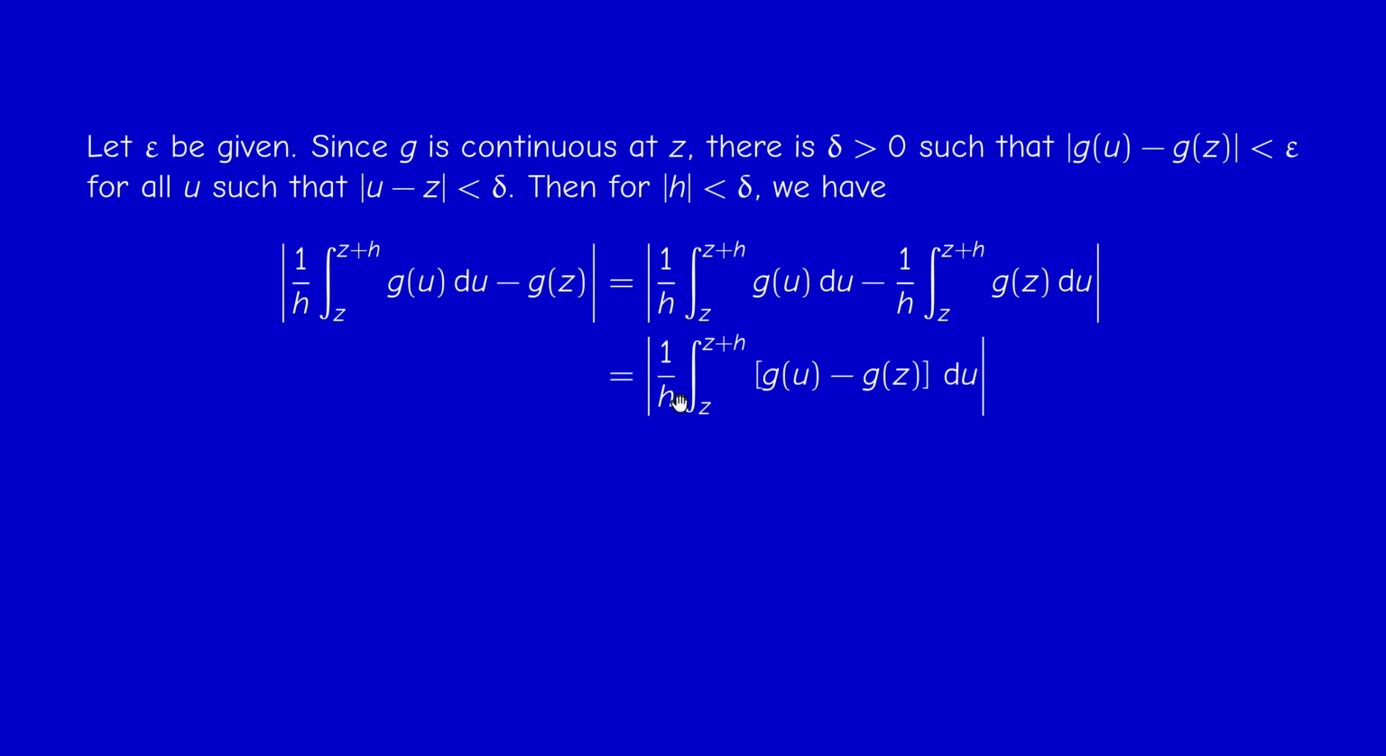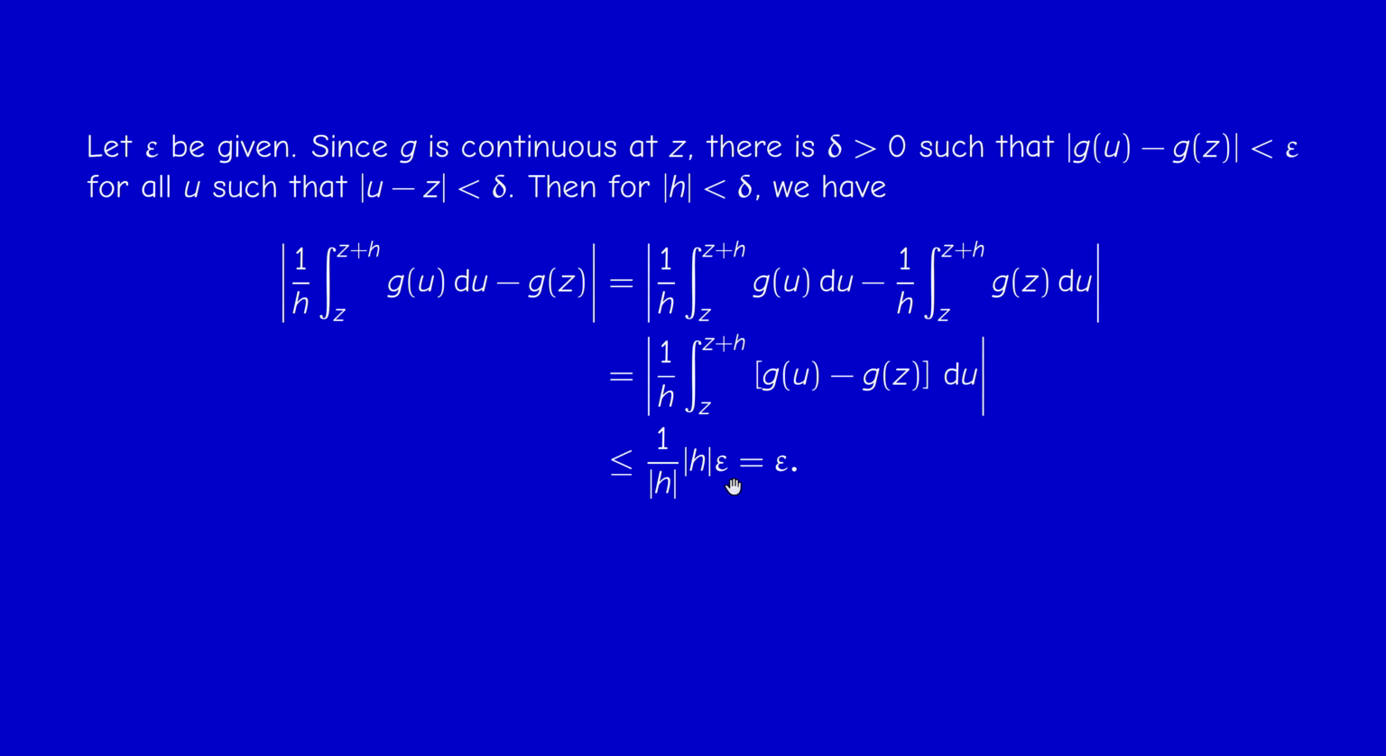So this is less than what? The modulus of h can be put outside. And now this is less than the integral of the modulus, so I can integrate this inequality. The integral from z to z+h of this quantity is less than the integral of epsilon from z to z+h, which is just a constant times the modulus of h, or just |h| times epsilon. But when I take the modulus, I get that. And now this is just epsilon.